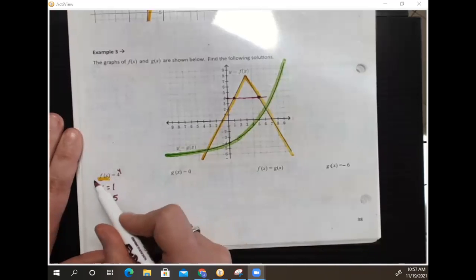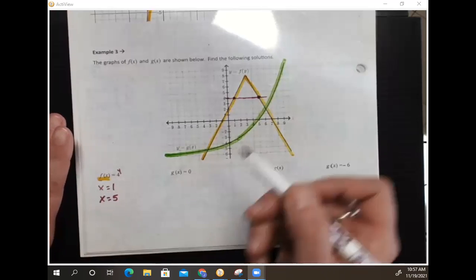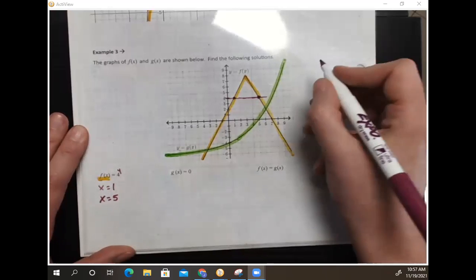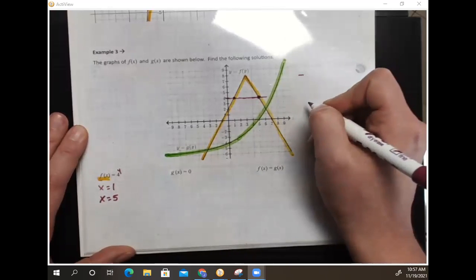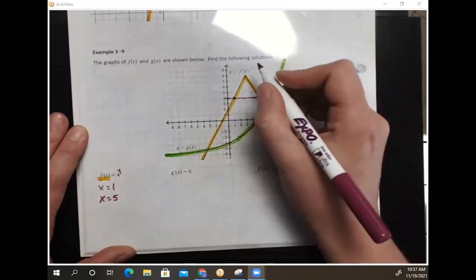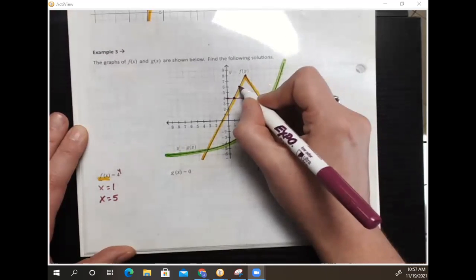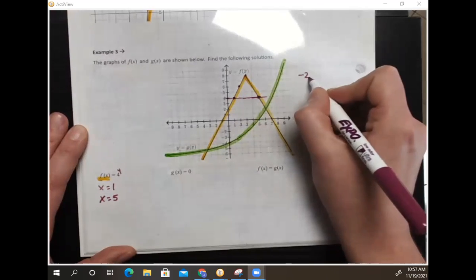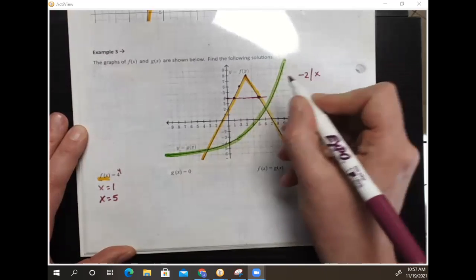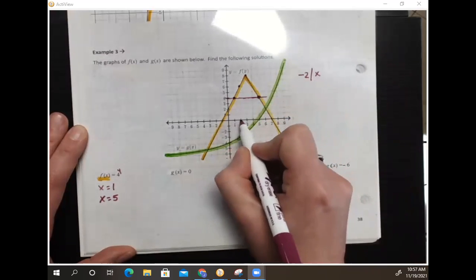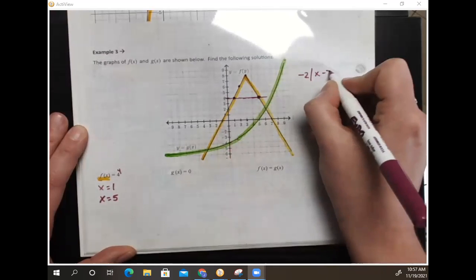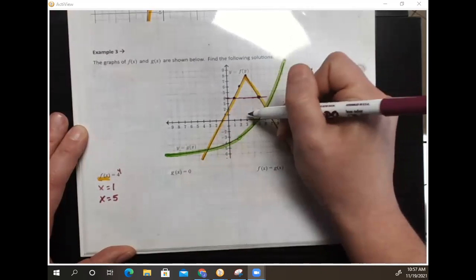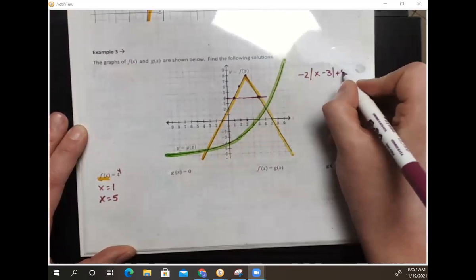If I gave you the function for f of x, we could write the equation for this absolute value graph. I know it has to have a negative lead coefficient because it opens upside down. From the corner to the next nice point, I go down 2, so it'd be -2 times the absolute value of x. We moved 1, 2, 3 to the right, so -3. And then we moved 8 up, plus 8.